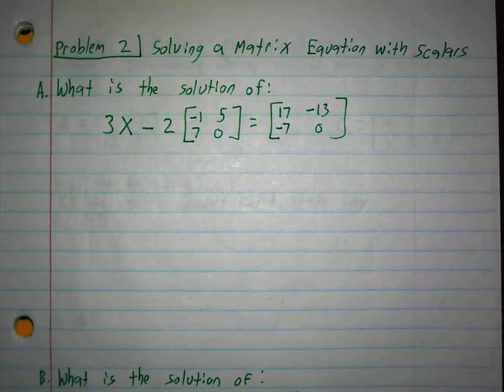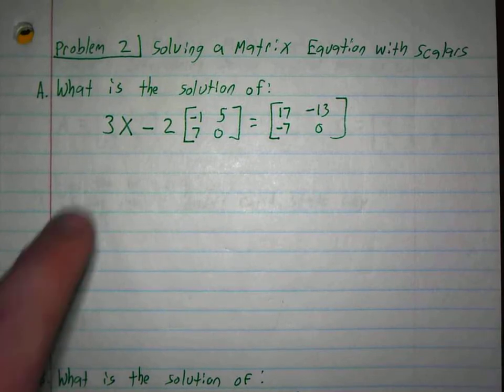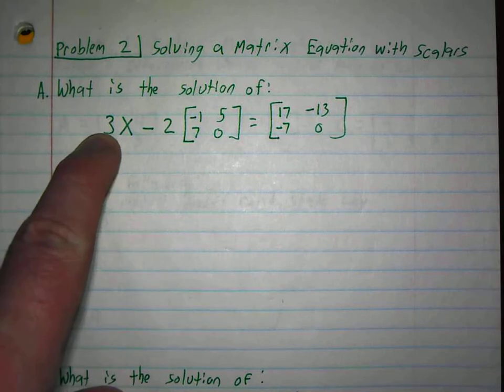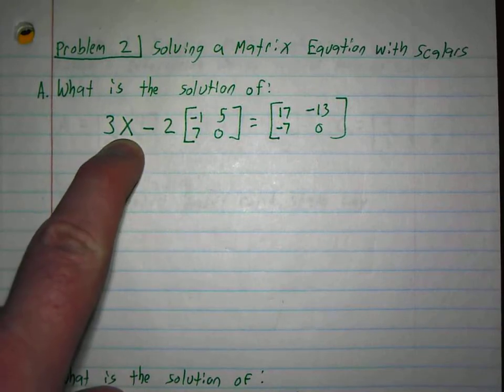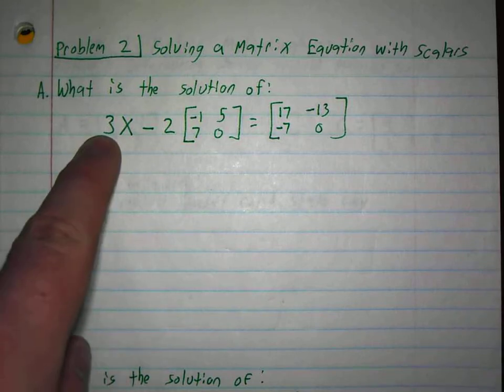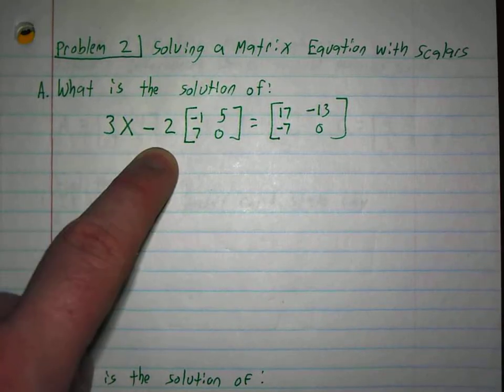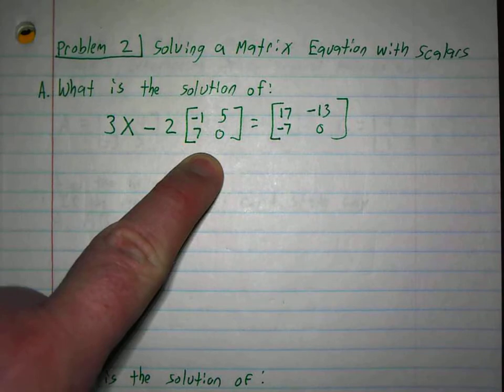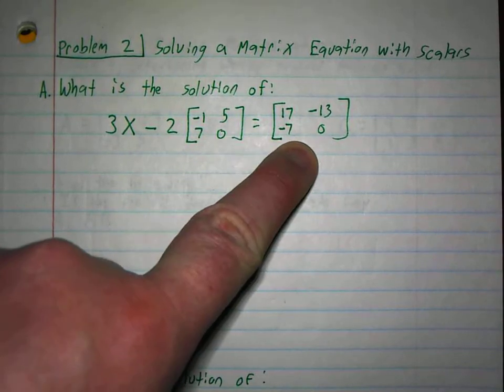Okay, problem 2. Can you solve a matrix equation with scalars? And so the problem here is 3 times what matrix? Okay, remember, a capital letter now means matrix. So 3 times what matrix minus 2 times what matrix equals this matrix.